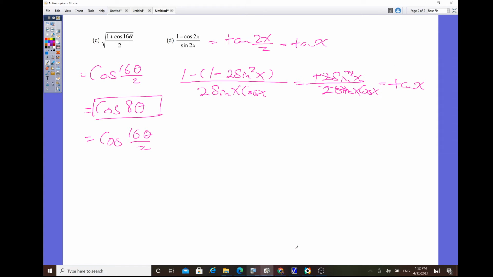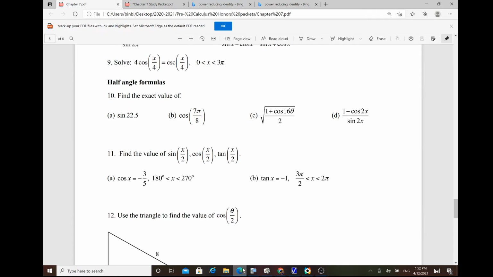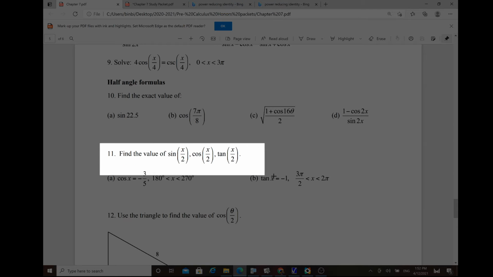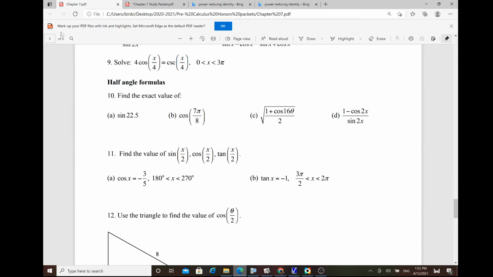Okay, so now let's see what else we have for the half angle formulas. So find the value of sine of x over 2, cosine of x over 2, tangent of x over 2 with the given conditions. So this one is quite similar to what we did in trig. Okay, we'll do one of those.